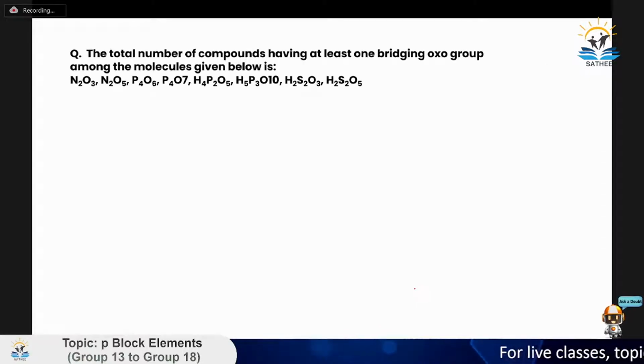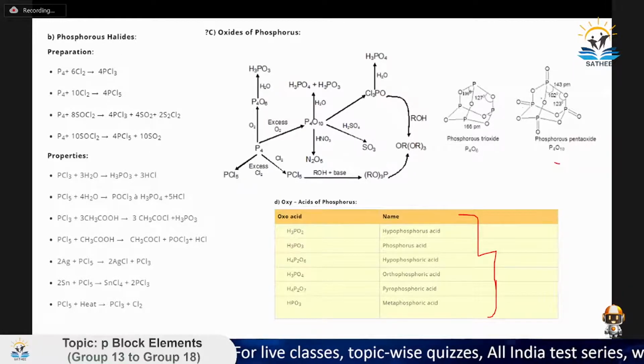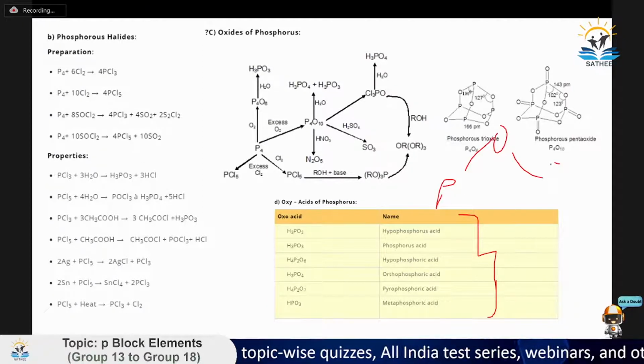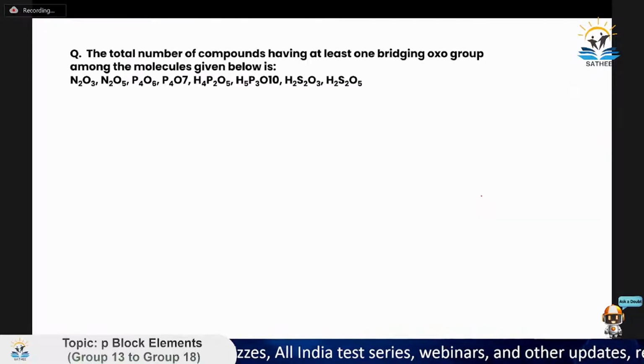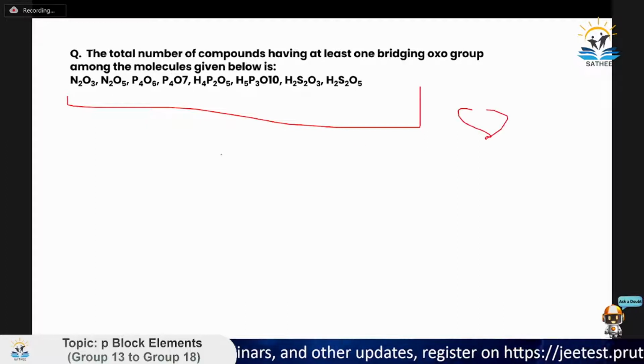Coming to this question: the total number of compounds having at least one bridging oxo group among the molecules. Now, what is a bridging oxo group? You see this compound, P4O10, the structure. You have P-O-P, so the oxygen forms a bridge between the two phosphorus atoms. All you have to do is make the Lewis structure of how many are these: 1, 2, 3, 4, 5, 6, 7, 8. There are 8 of them, and then you have to see how many have it.